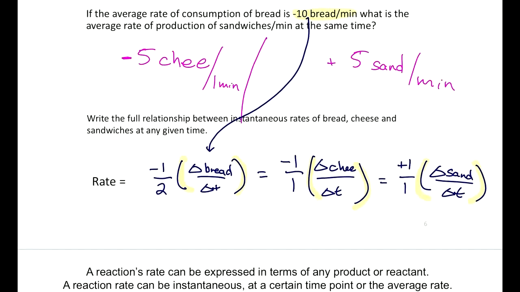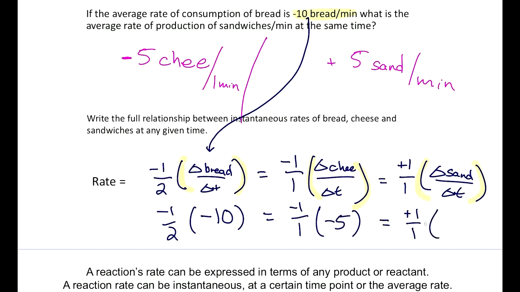I was given that the rate for bread was -10. I'm just going to drop the unit because I want you to see how the numbers work out. That equals the rate of change for cheese, which we said was -5, equals positive 1/1 the rate of change of sandwiches, which was 5. Are all of these things equivalent to one another? Yes, they are. So that's how that equation works. We can use the stoichiometry to make a relationship between the rates, but the rate expression relates all of them together. We do need the negative signs there. Coefficients become the number in the denominator.